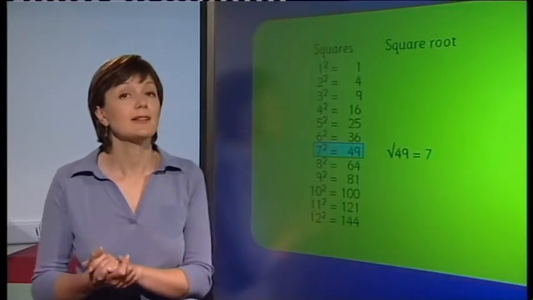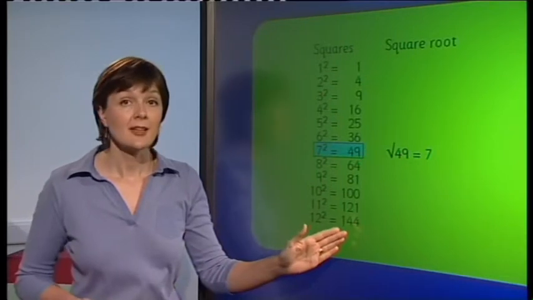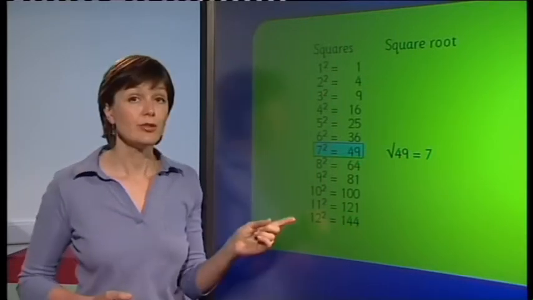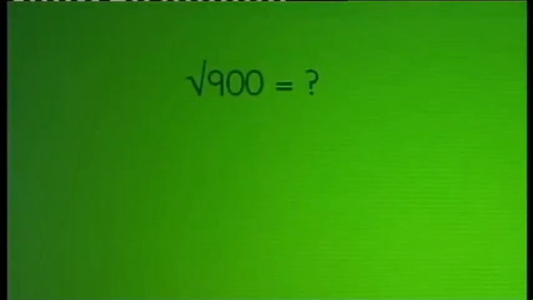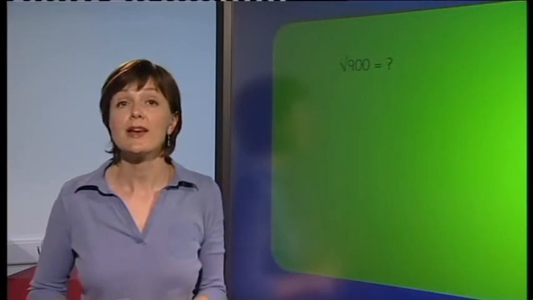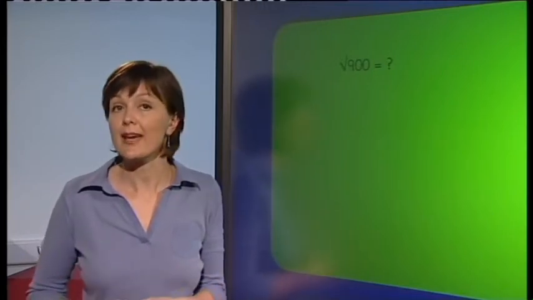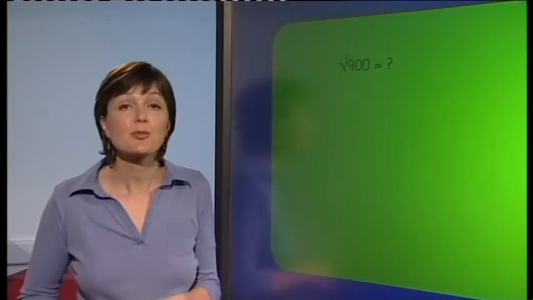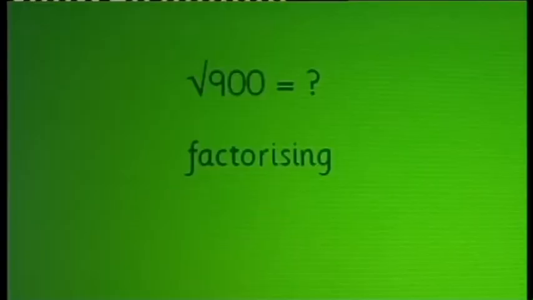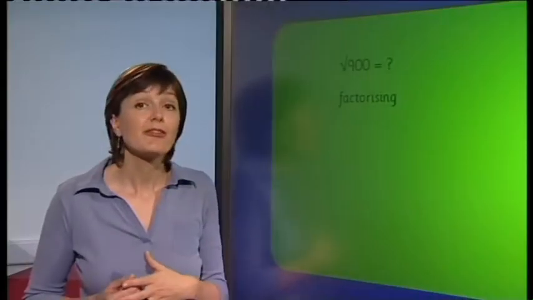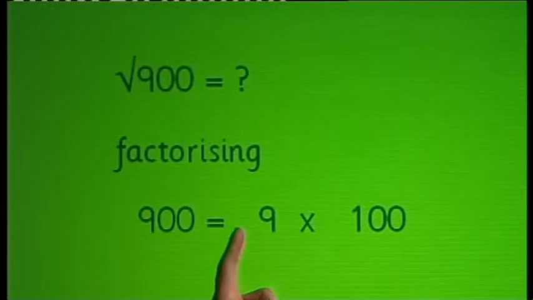Now it's all very well knowing these 12 squares and of course the corresponding square roots, but what can you do if you get a problem like this? What's the square root of 900? Well, the key to this is to split the 900 up into factors, simpler ones that we can recognise square roots in, and this process is called factorising. And this time, the obvious way of factorising is the one we need. We'll factor 900 into 9 times 100.